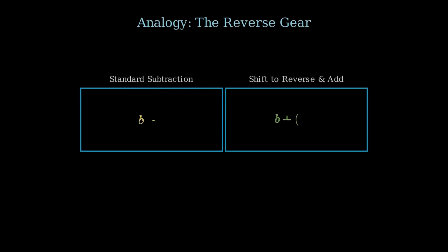Think of subtraction as driving a car with a reverse gear. Instead of having a separate road for subtraction, we simply shift into reverse and push the gas pedal forward. Subtracting a is exactly the same as turning it into its opposite direction, -a, and adding it to your position.